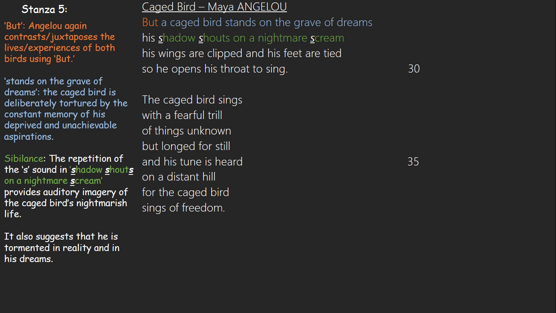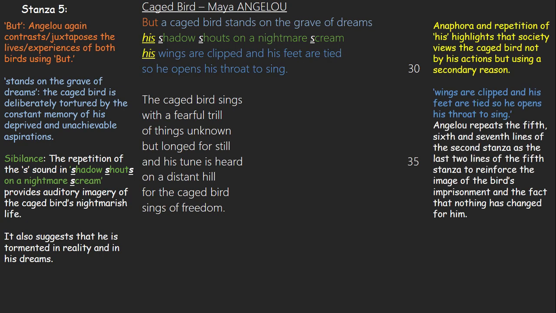Again, we see the use of sibilance in the second line of the fifth stanza. Angelou reports, "his shadow shouts on a nightmare scream." The repetition of the S sound in "shadow shouts on a nightmare scream" provides auditory imagery of the cage bird's nightmarish life. So here, what I see is that Angelou wants the reader to realize that the cage bird is tortured both in reality, as in when he's awake, and also in his sleep. It also suggests that he's tormented in reality and in his dream. So that's the point I was trying to make.